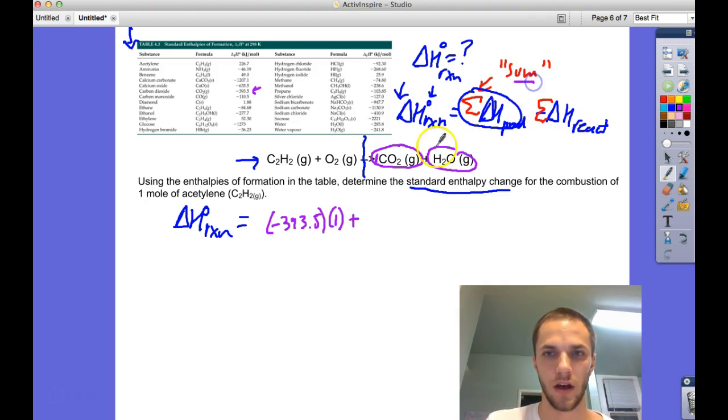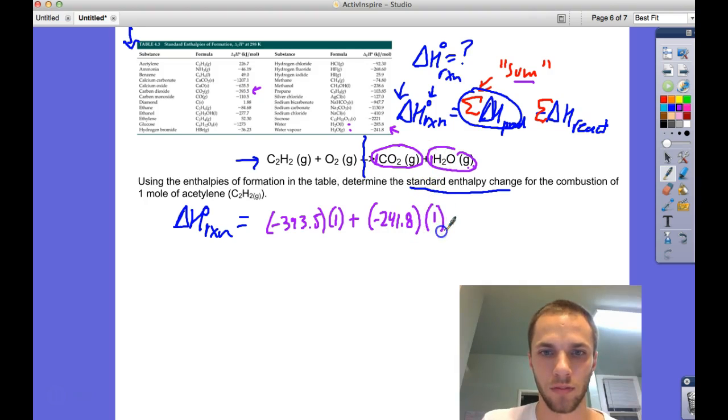plus, because remember it's the sum, the enthalpy of water as a gas, not as a liquid, because notice here I have water as a liquid and as a gas. As a gas, it's negative 241.8 times, in the equation, 1 mole.